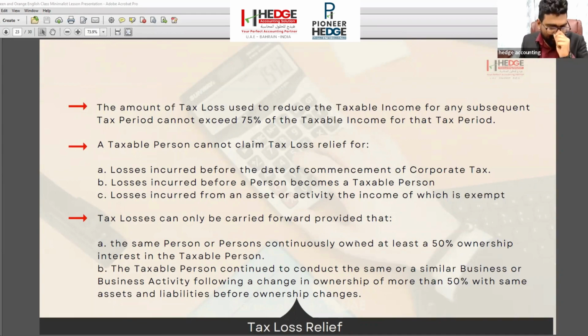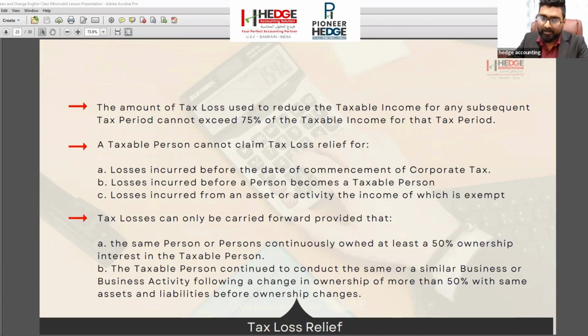I know you will be thinking that you can show a huge loss in 2023 and claim it in 2024 and upcoming years. The first catch, or the first exception, is that this loss relief will start only from the commencement date of corporate tax, and the taxpayer has to register in the system. Then only they can claim this loss. For example, if you have a loss in 2023, you can't claim it in 2024. Whatever loss you declared in the system, in the corporate tax portal, that only you can claim in the coming years. Hope you understand the topic.